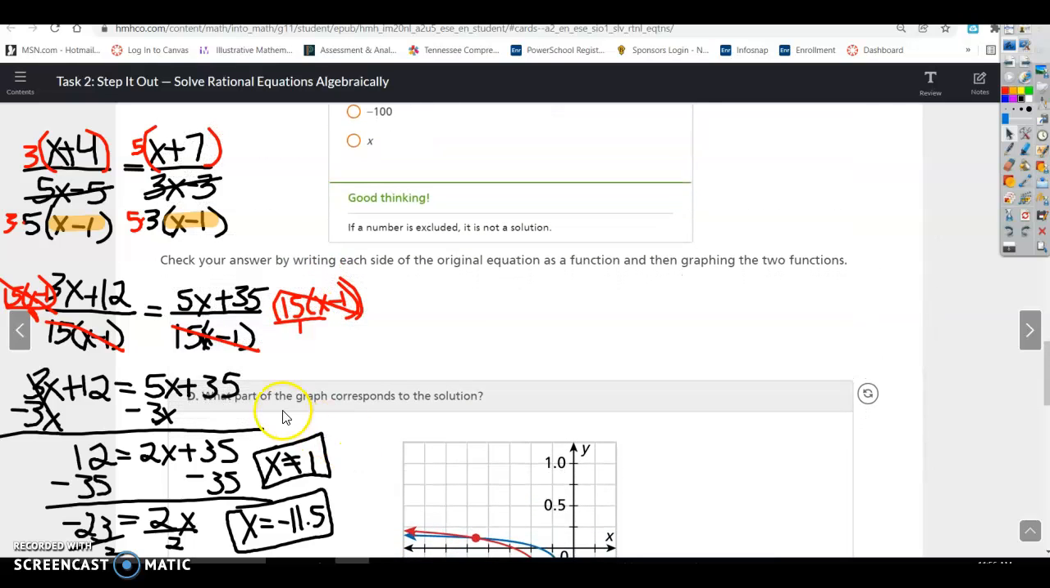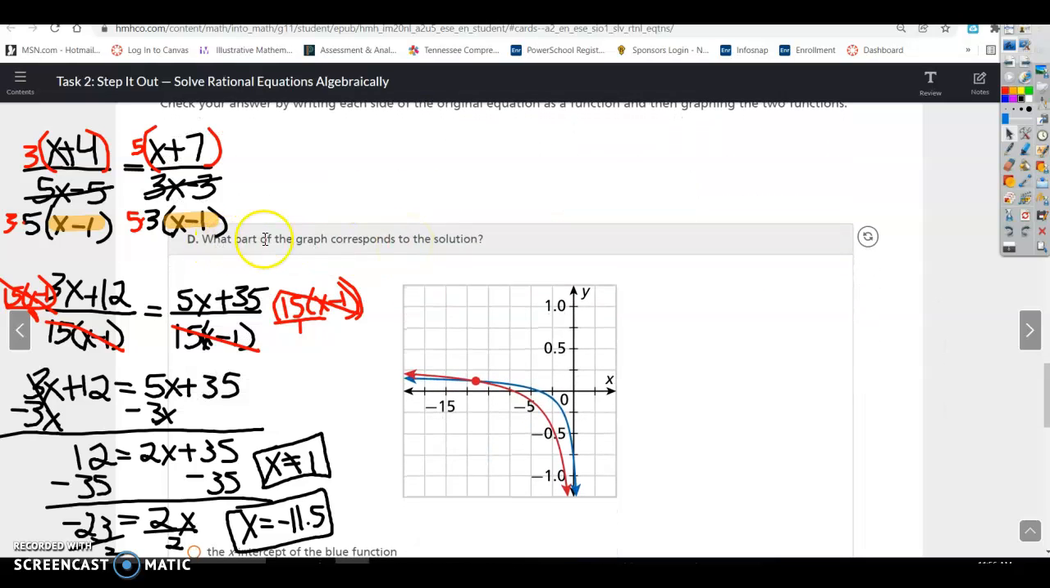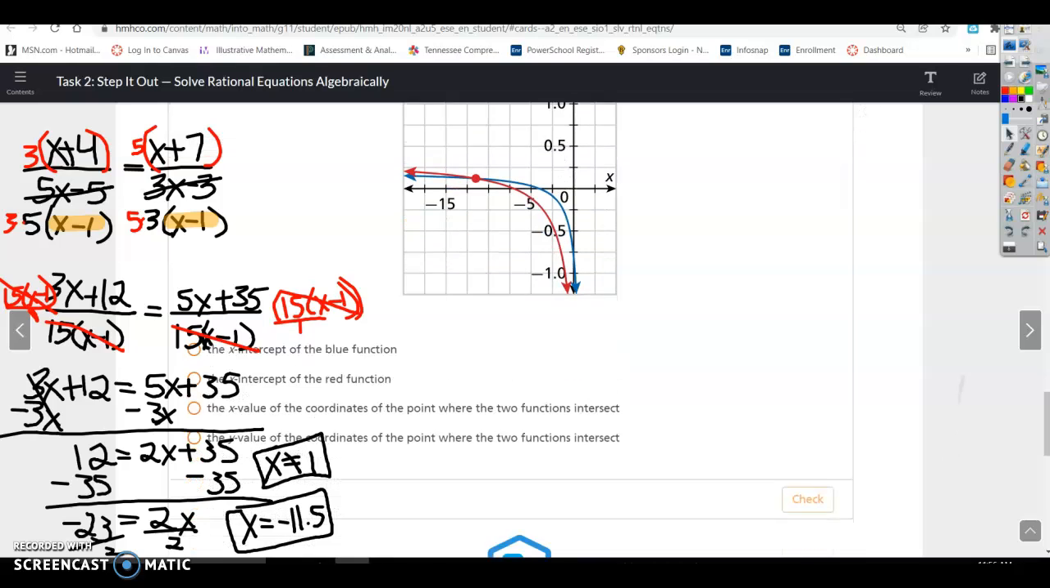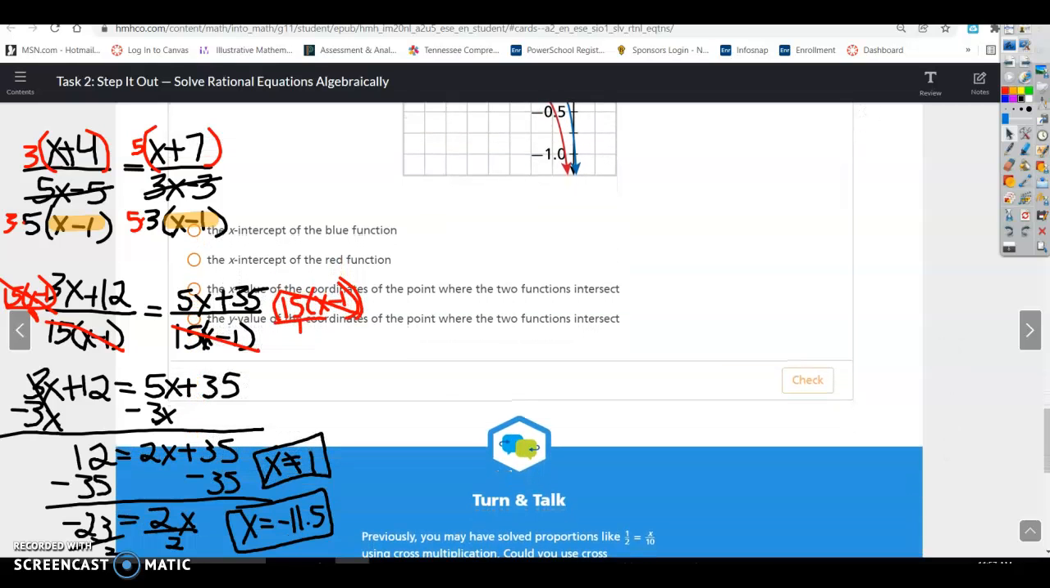All right, it says check your answer by writing each side of the original equation as a function and then graphing the two functions. All right, so if I graph the two functions, what part of the graph corresponds to the solution? All right, so the intersection point. Because we had an equation, they graphed the left side as one color and the right side as the other color, and they found the intersection point here. So you can see this is negative 5. That means this would be negative 10. And that means this would be our negative 11.5. So if that was on your calculator, you would have to kind of zoom in to find that point.